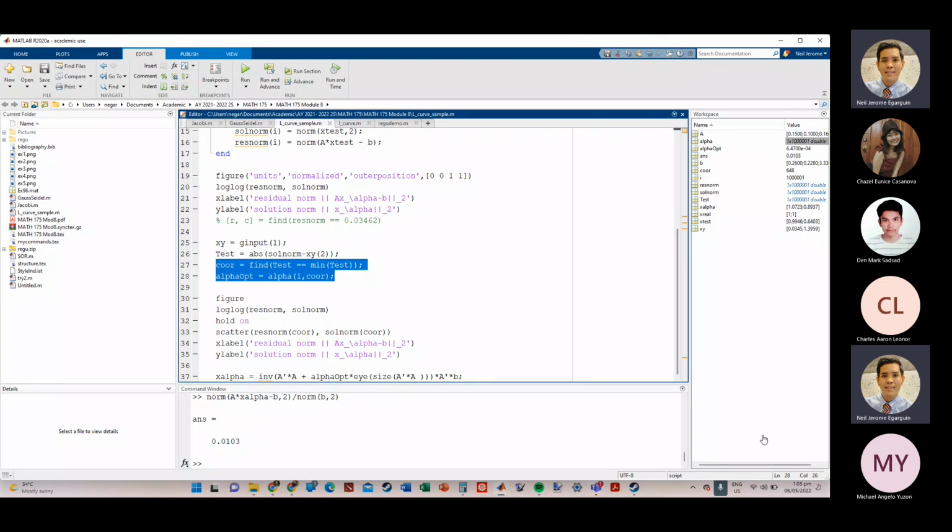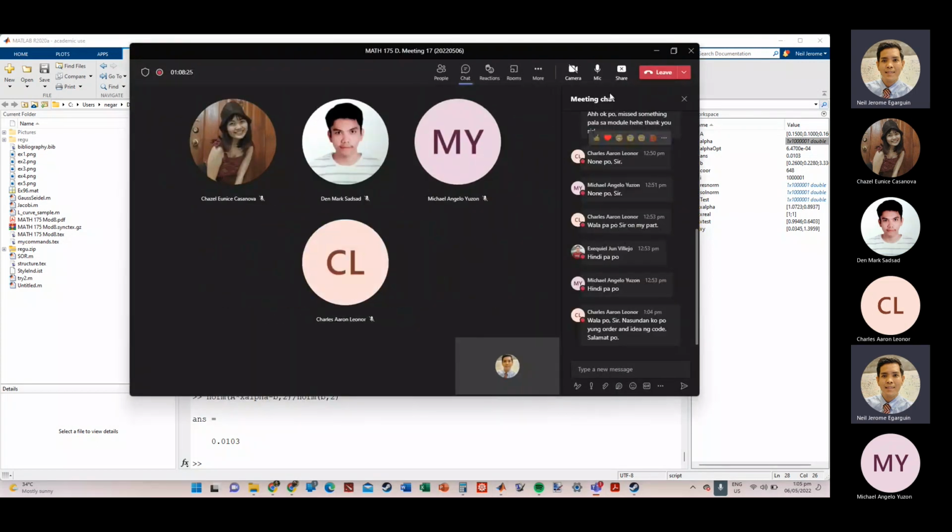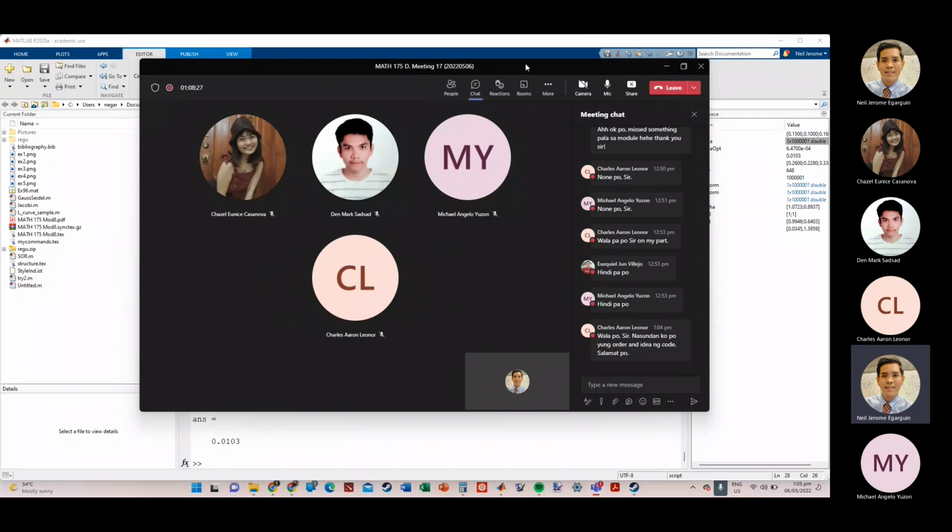So, let's go back to the module. Okay. Hold on. Bawiin ko na lang yung sharing sa tablet.